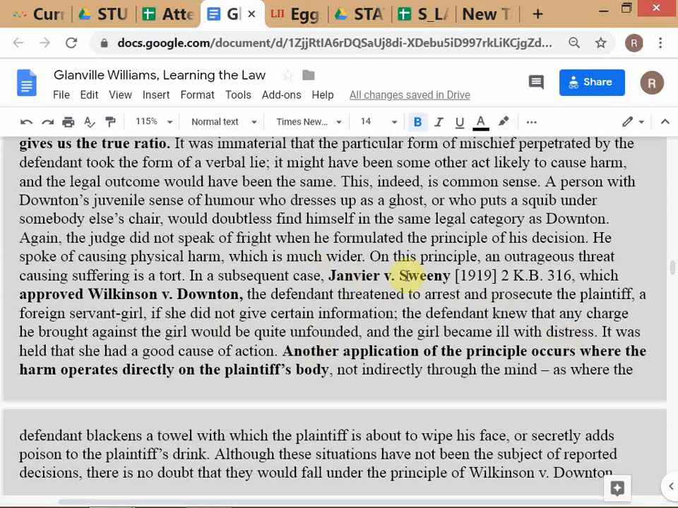So in Javier versus Sweeney, they're approving Wilkinson v. Downton, and they're essentially saying that this person has done this act, that is the act of threatening the servant girl, and because of the threat that she received, she became ill with distress. So she was caused physical harm by the act done by the person who made the threat, and therefore she is entitled to damages from this person.